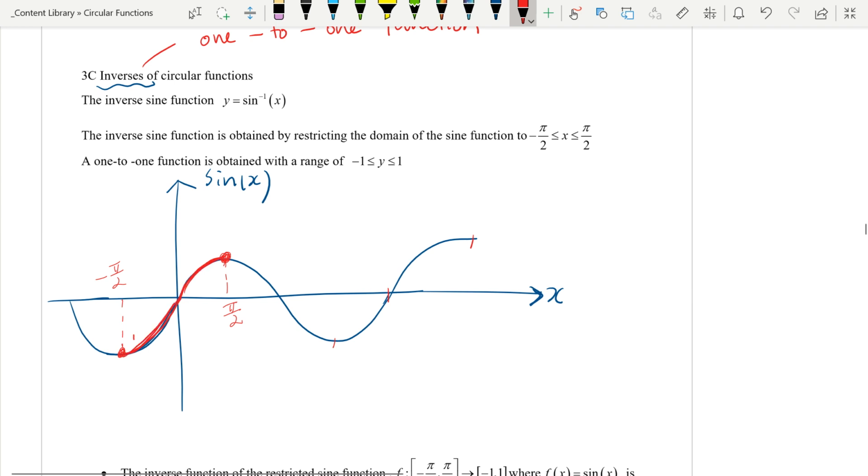Here is this part. And there are three important points on this graph. This one is negative pi over 2 and negative 1. And this point is 0, 0. Well, my graph is bad. It should be symmetrical, but mine was not. That's pi over 2 and 1.